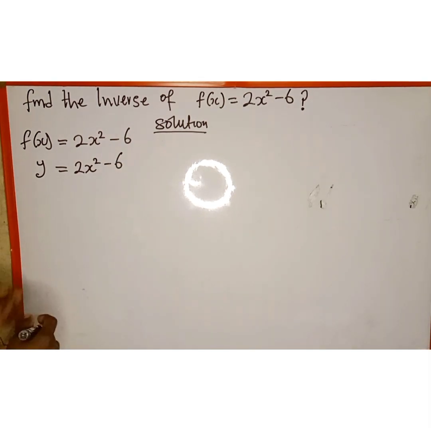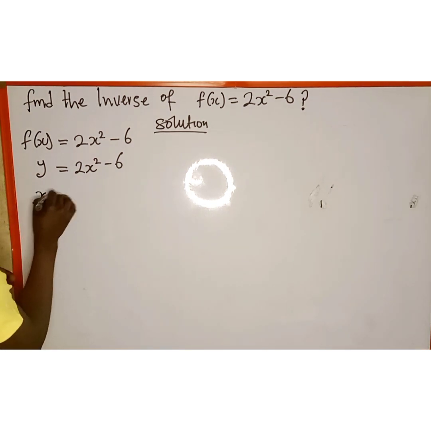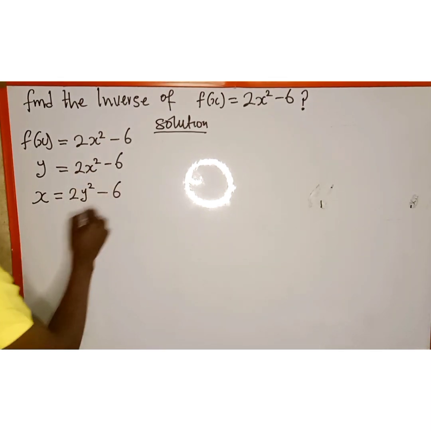So after we have changed f of s to y, the next thing for us to do is to switch s with y. Anywhere we see s, we interchange it with y, and if we see y, we replace it with s. So in place of y, we will have s equal to 2, and in place of s, it will be y squared, then minus 6.